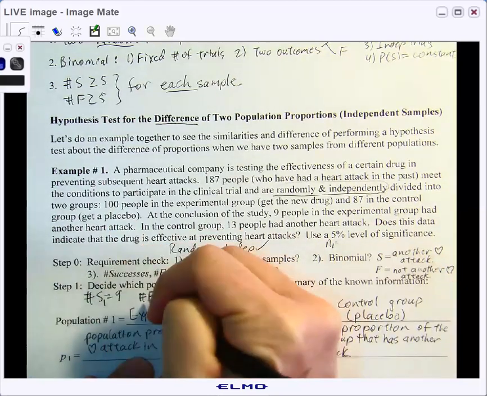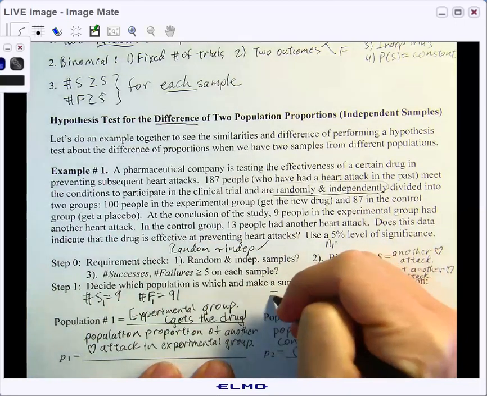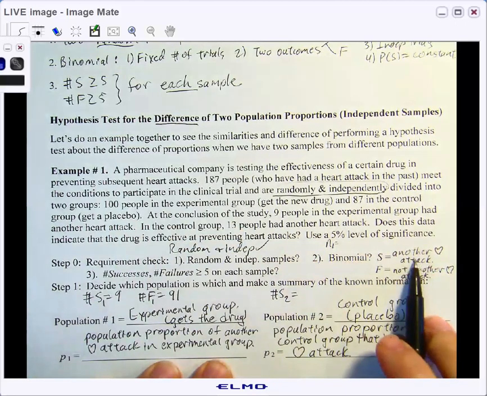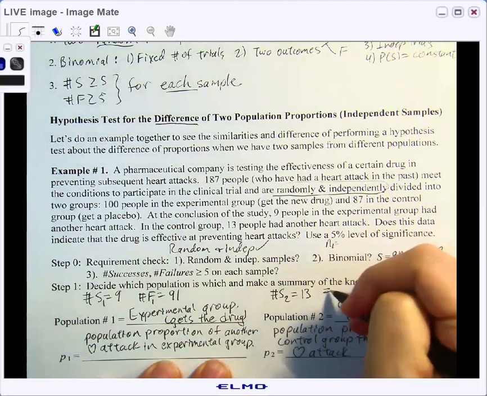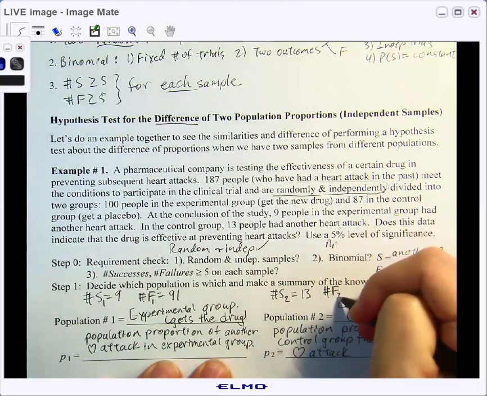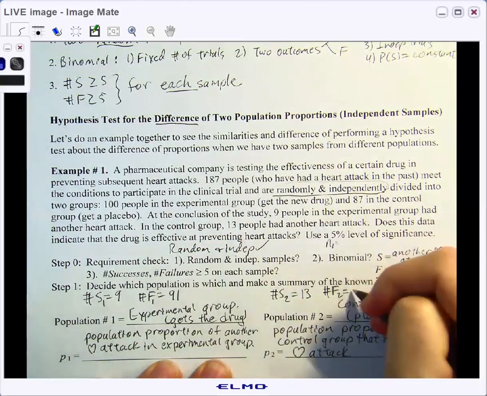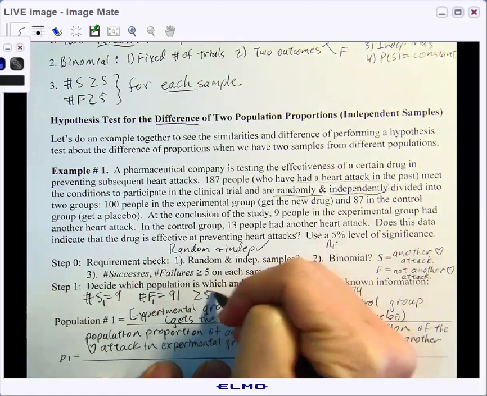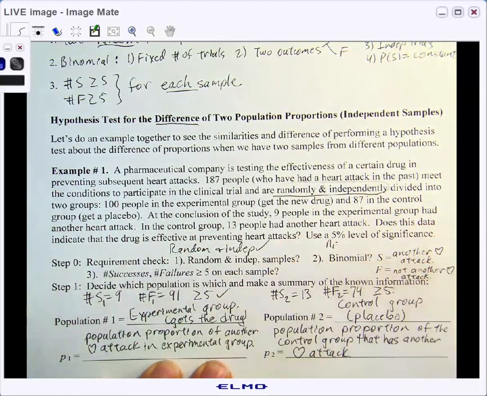I'll put a little subscript 1 on these to help us remember that they came from population 1. And the number of successes in group 2, remember that a success was a heart attack, is 13. And the number of failures in group 2 would be 87 minus 13, which is 74. And both of these are greater than or equal to 5, so we're good to go.